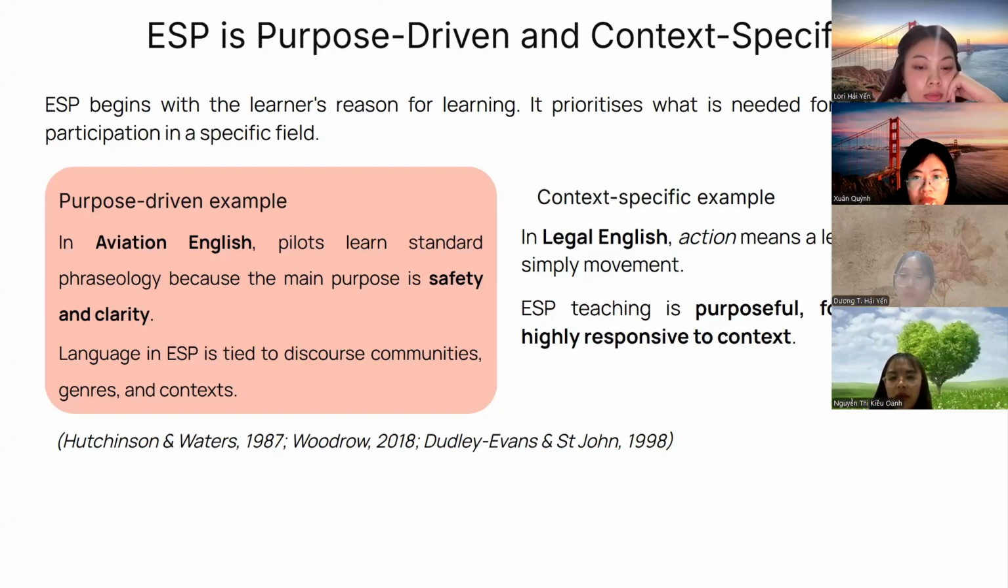ESP is also context-specific because language carries different meanings across different fields. For example, in legal English, the word action does not simply mean movement. It often means a legal case or a lawsuit. So if teachers ignore context, students may misunderstand important meanings even if they already know the general word. This shows that ESP teaching must always be responsive to the discourse community, the genre, and the communicative purpose of a specific field. It is focused, purposeful, and closely tied to real use. Next slide, please.